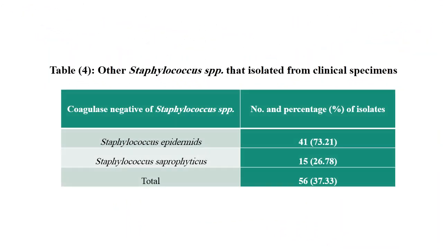Table 4 showed the species of other staphylococci, which include Staphylococcus epidermidis at 73.21% and Staphylococcus saprophyticus at 26.78%.